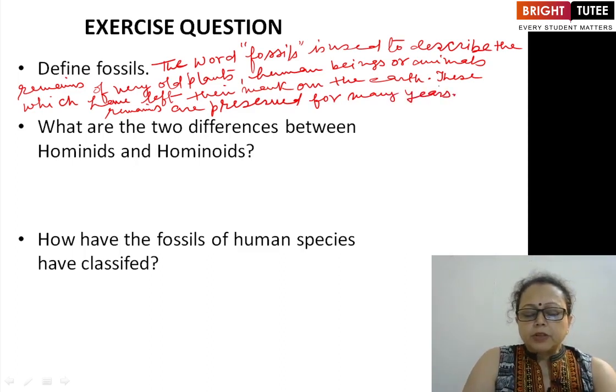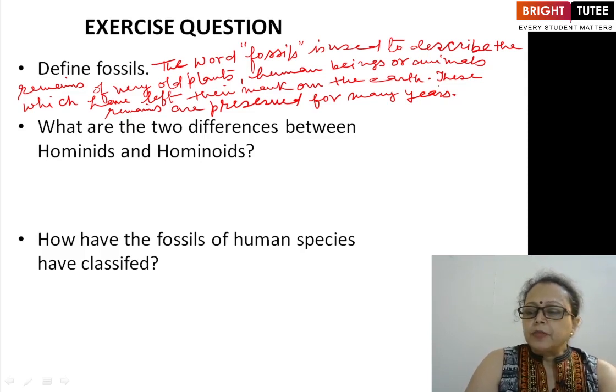So this is the explanation of the fossils. The word fossils is used to describe the remains of very old plants, human beings, or animals which have left their mark on the earth. These remains are preserved for many years. So this is the meaning and the definition of fossil.